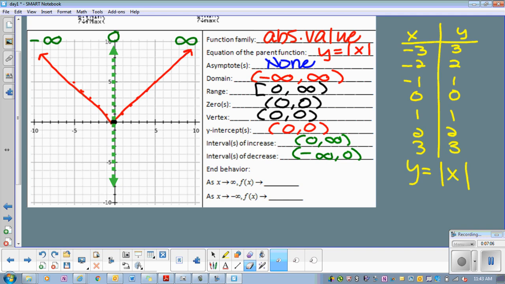3 choices for end behaviors, guys. It's either going up to infinity, down to negative infinity, or it's going straight and getting stuck at an asymptote, okay? This guy is going up to infinity.